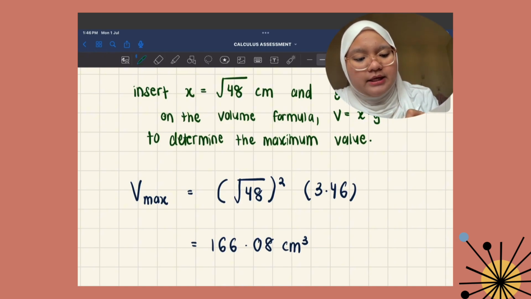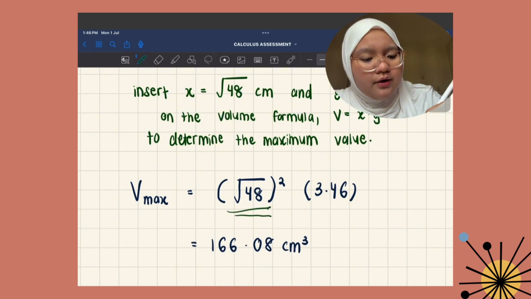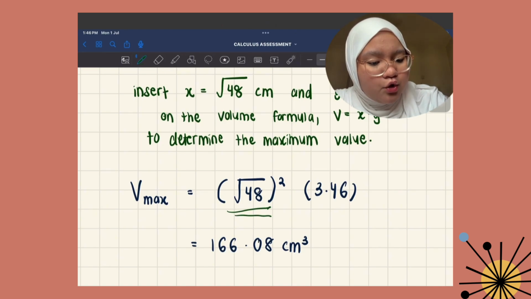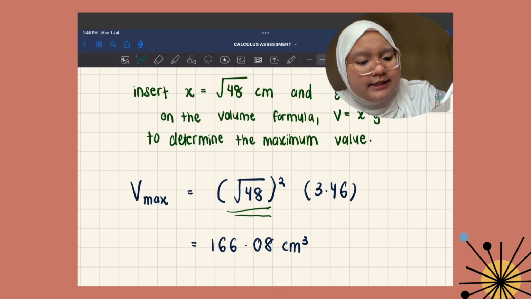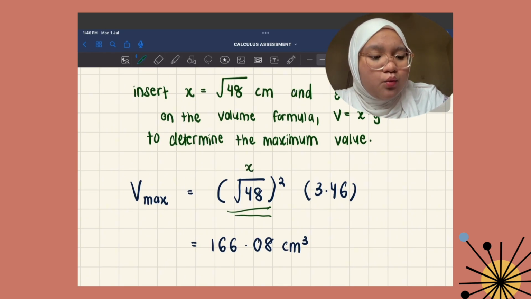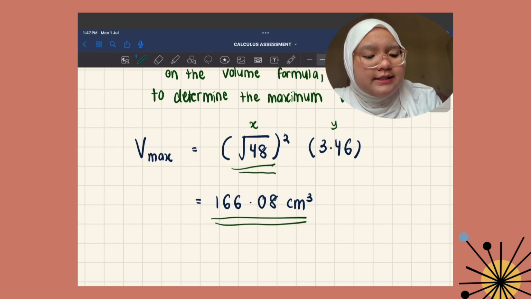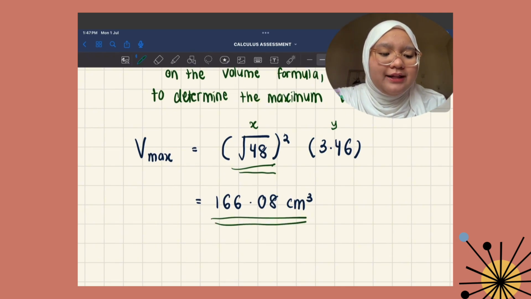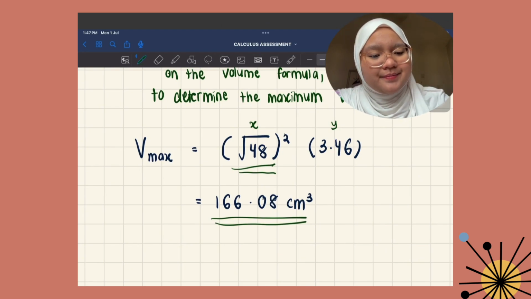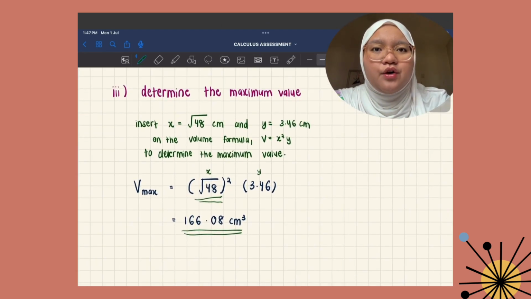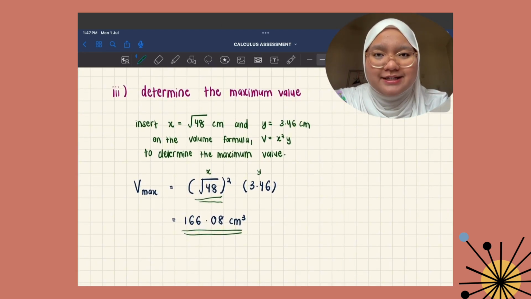So v max equals square root of 48 squared multiplied by 3.46. This is x and this is y. And the final answer will be 166.08 cubic centimeters. So that's all for our discussion based on our questions.